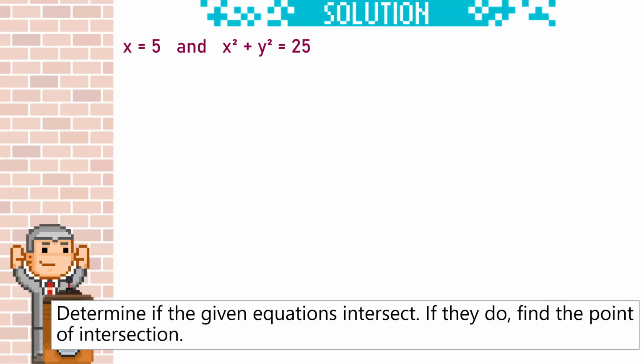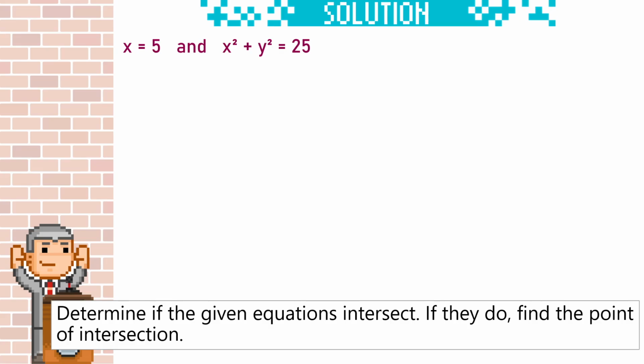Here we've got the straight line x equals 5, which is a vertical line at x equals 5, and we've got the circle x squared plus y squared equals 25. Now these might intersect twice if the line goes straight through the circle, once if the line becomes a tangent on the circle, or not at all if the line doesn't go anywhere near the circle.